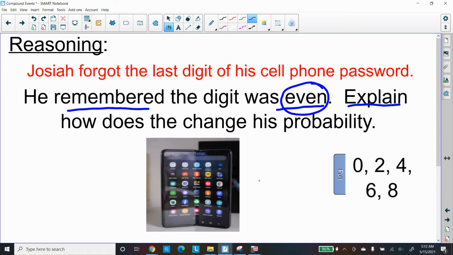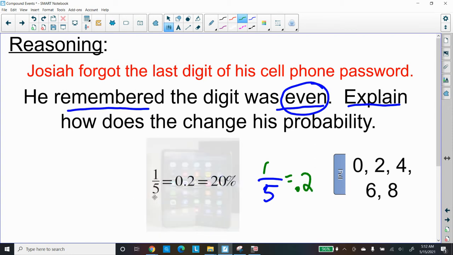There are 5 of them altogether. So out of the 5, 1 of them is the right number. So his chances are better because now he's got to pick 1 out of 5 numbers, whereas before it was 1 out of 10. Now it's 1 out of 5. So his chances just really went up. 1 out of 5 is 0.2 or 20%. So he has a 20% chance of getting it right. So that's better. He had a 10% chance, so now his chances went up by 10%.